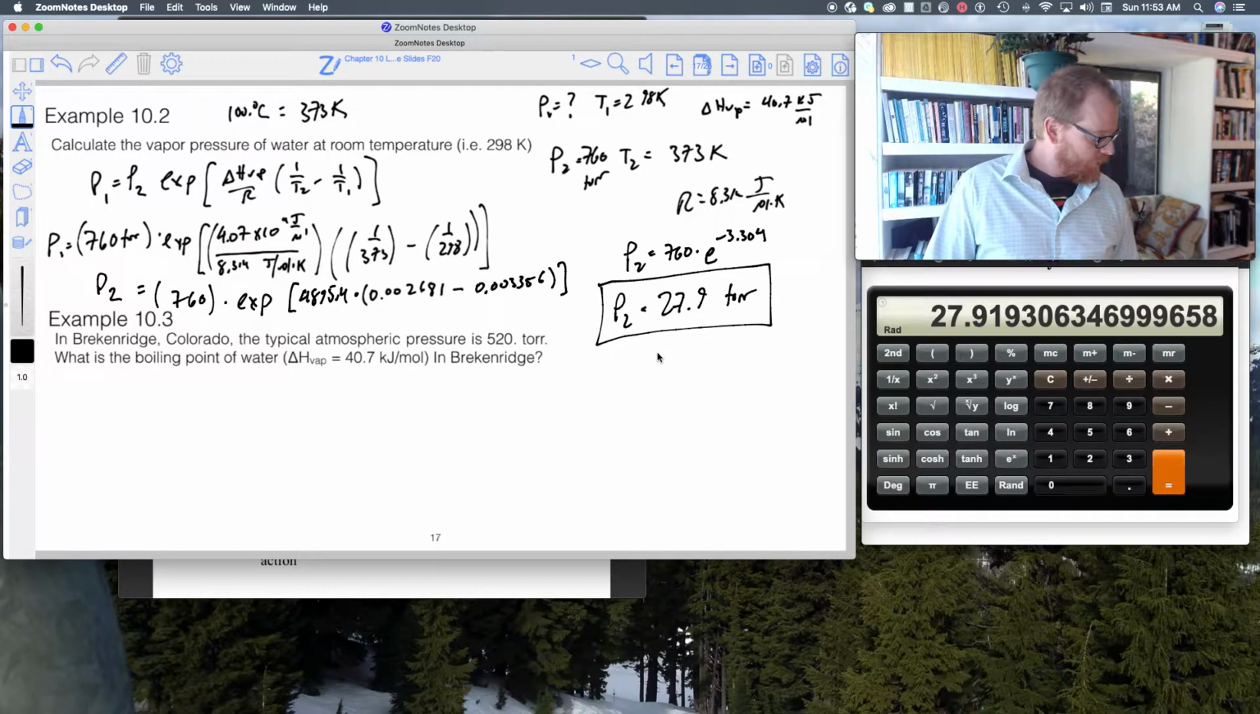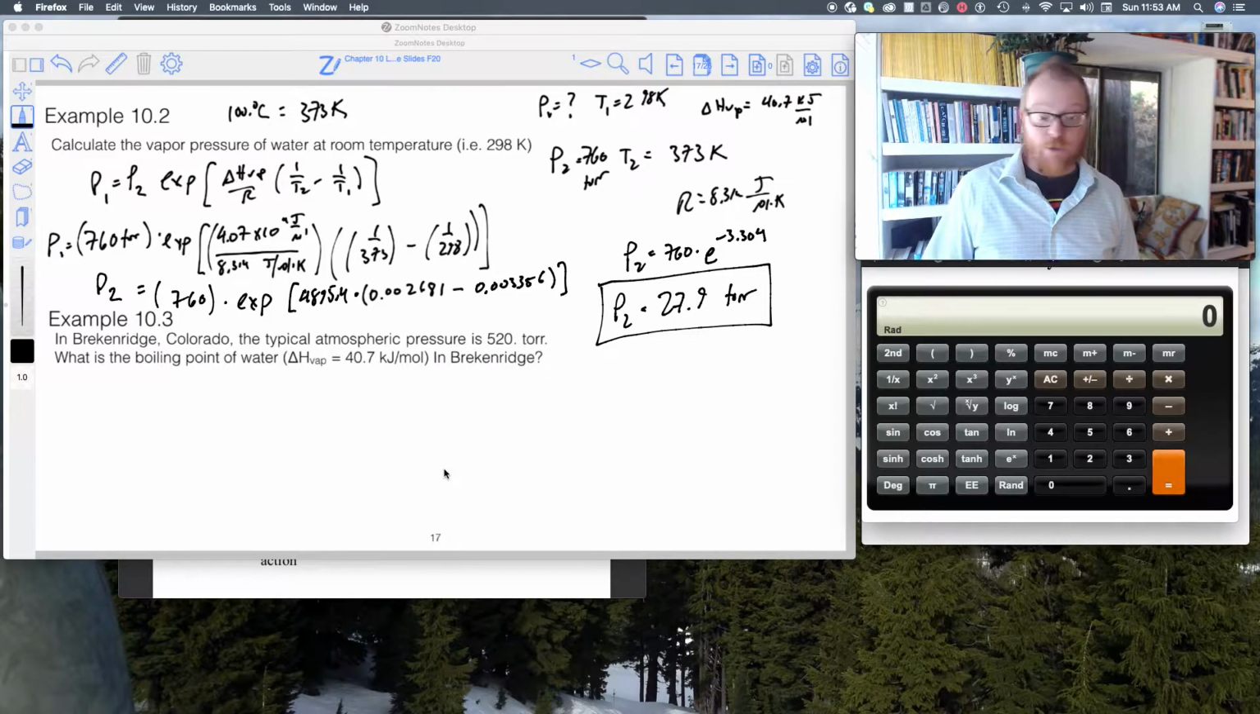Okay, so now I'm going to do this other problem. So this is another way we can use the Clausius-Clapeyron equation. We can use it to predict what a boiling point will be at a different pressure. So in Breckenridge, Colorado, the typical atmospheric pressure is 520 torr. What is the boiling point of water in Breckenridge?